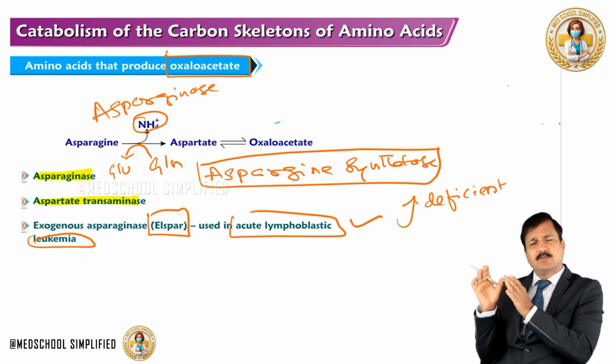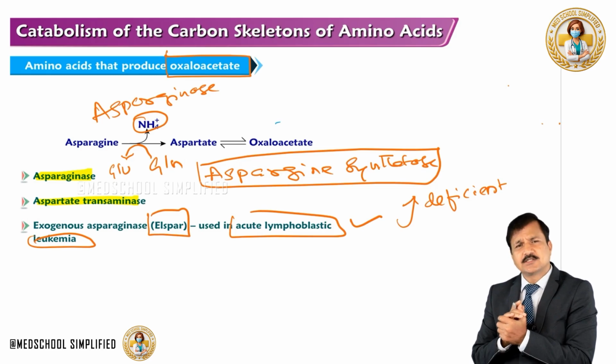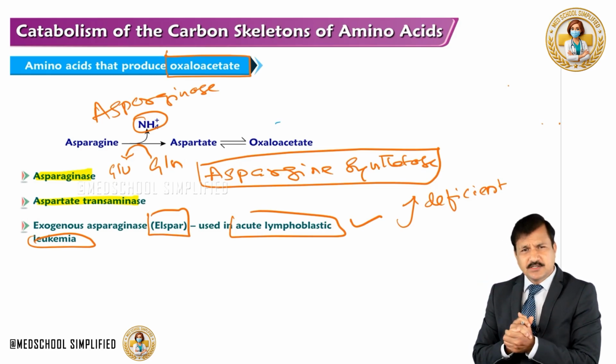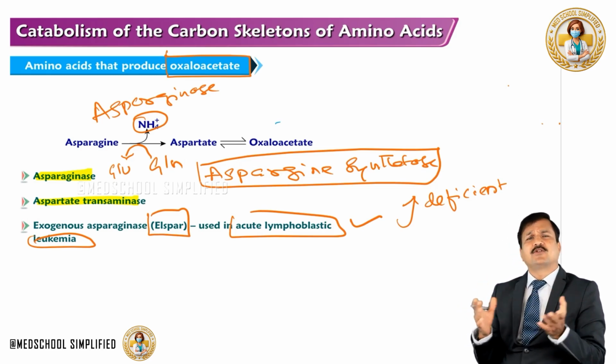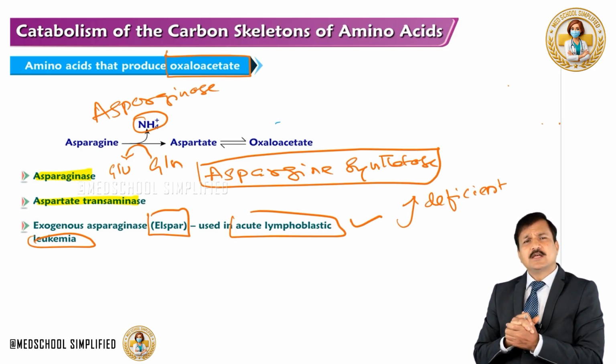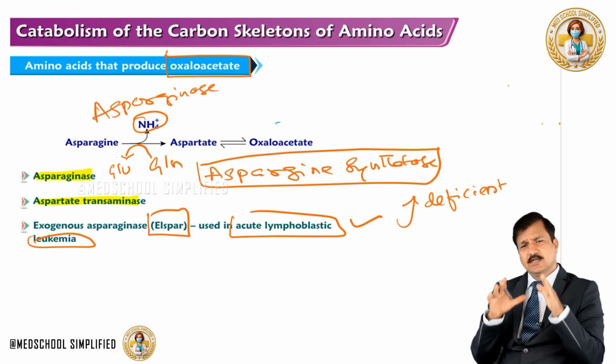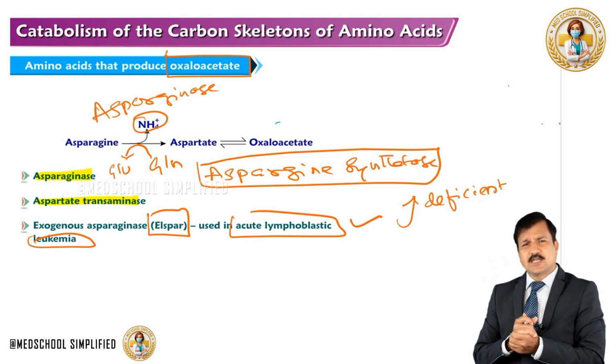asparagine in the blood. Thereby acute lymphoblastic leukemia cells don't get sufficient asparagine, and that's why they won't be able to make new proteins for cellular proliferation. And that's how the severity of the disease can be brought down.